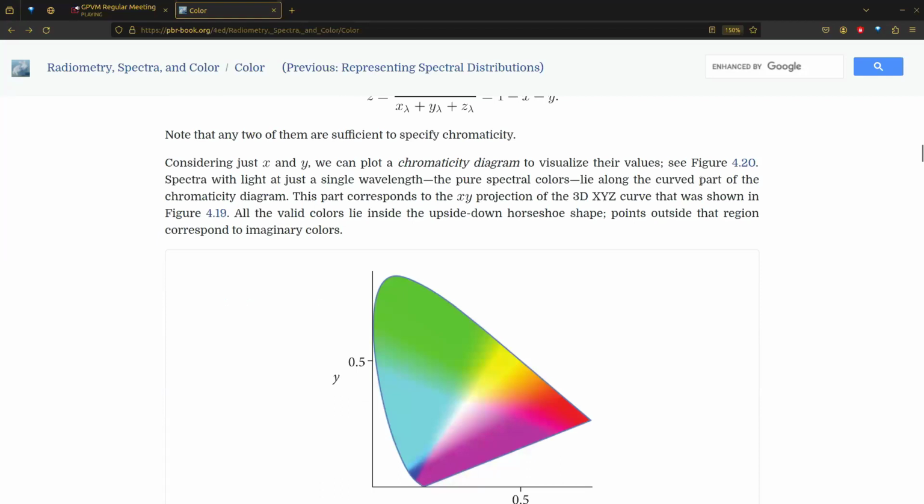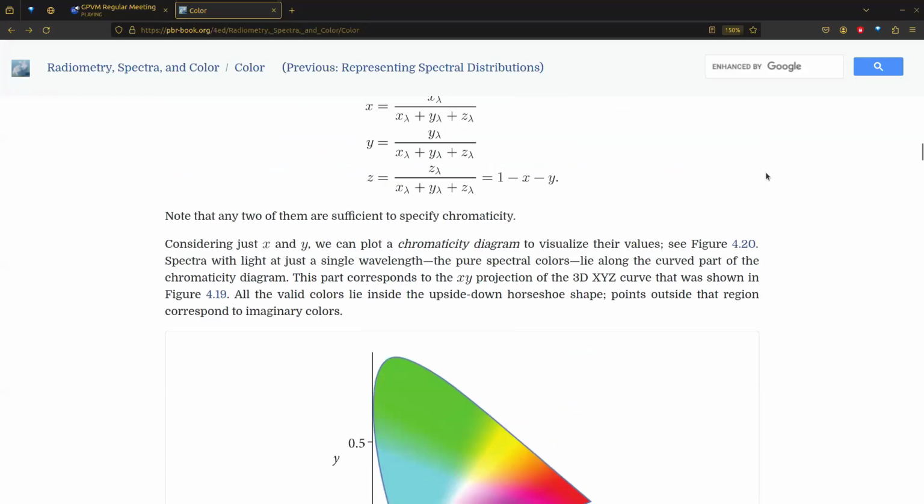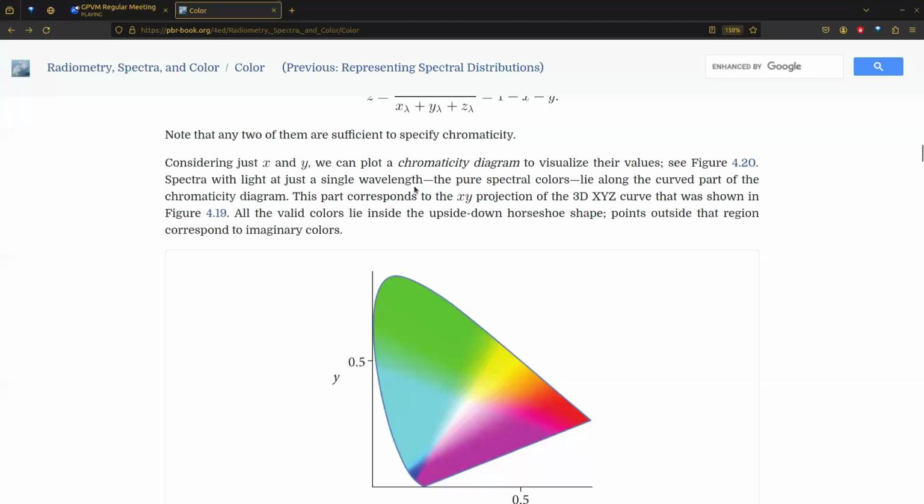Considering just x and y, we can plot a chromaticity diagram to visualize the values. In this figure here. Spectra with light at just a single wavelength, pure spectral colors, lie along the curved part of the chromaticity diagram. That part corresponds to the XY projection of the 3D XYZ curve that was shown before. So all the valid colors lie inside the upside down horseshoe shape. Points outside the region correspond to imaginary colors, colors you can't represent in this space.